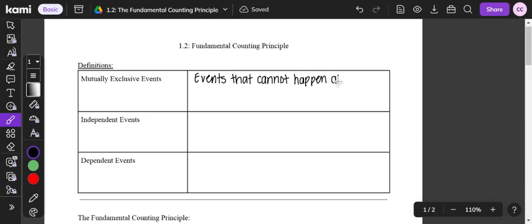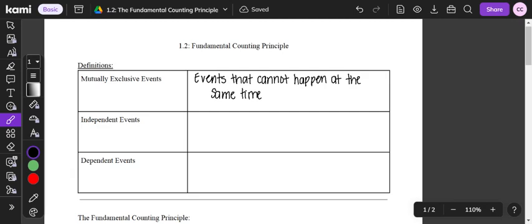And remember, think of flipping a coin, right? I cannot flip a coin and get heads and tails. That would be impossible unless I flipped two different coins or I flipped the coin twice. But I can't possibly get both in one flip. Rolling a die, that was the other one we talked about. You can't roll a die and get a 5 and a 6. That's impossible.